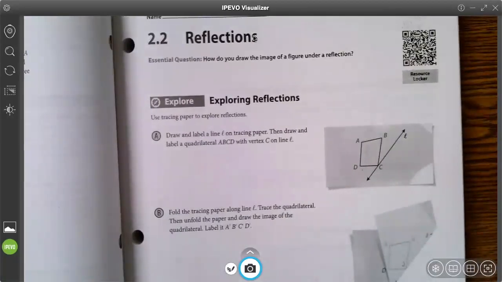Hey guys, this is the notes for module 2.2. Today we're going to be talking about reflections.